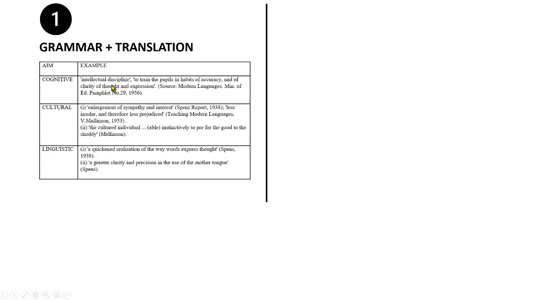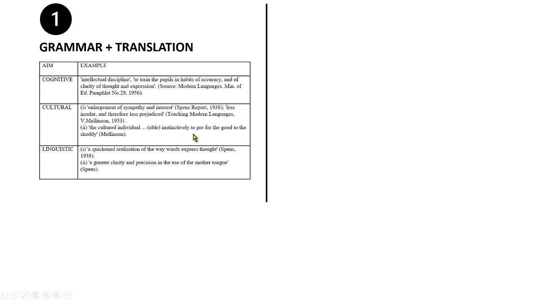Cognitive in particular, in that it's an intellectual discipline. You're training people to be able to be accurate. There can still be a cultural side of it, but look at it as particularly being more interested and less prejudiced, but also having an effect on the person themselves, that they become a cultured individual.